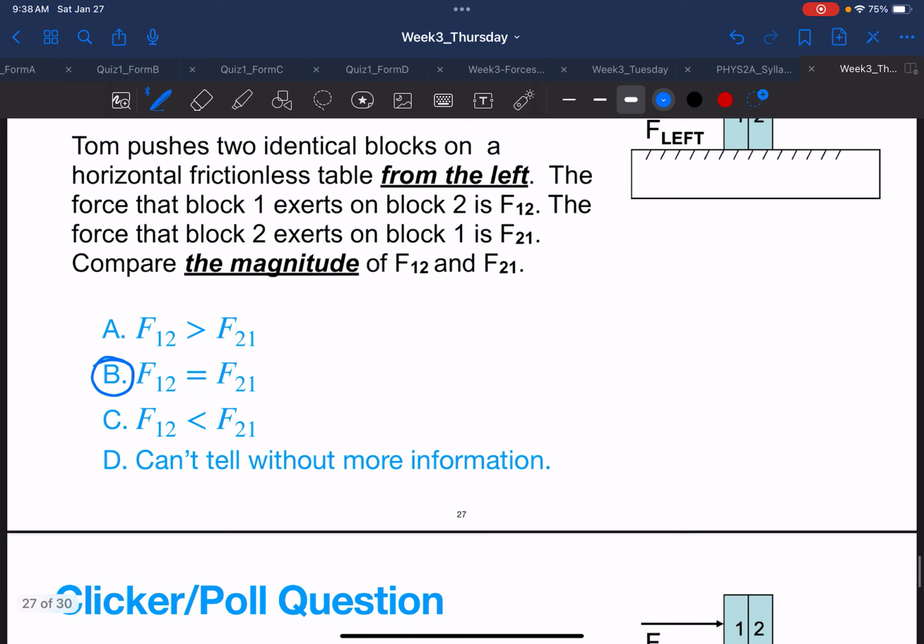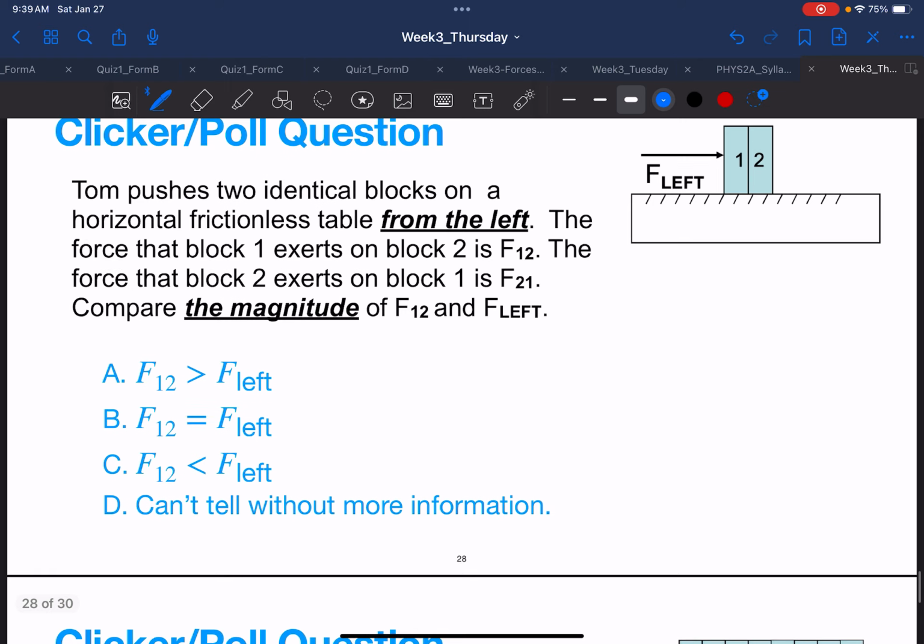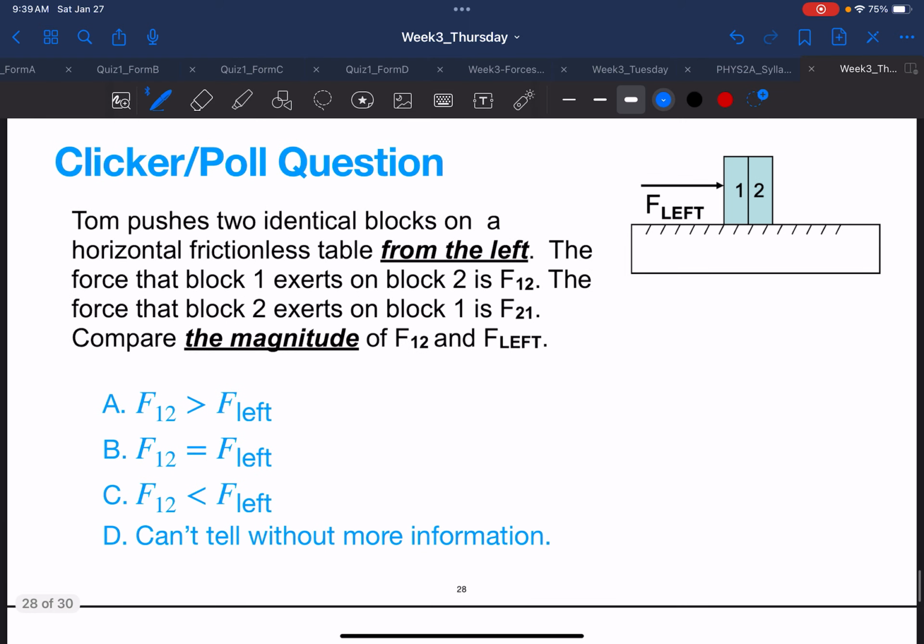Now let's look at a variation of this example. Tom pushes two identical blocks, so same blocks, on a horizontal frictionless table to the left. The force that block 1 exerts on 2 is F12. The setup is exactly the same, but now we would like to compare the magnitude of F12 to F left. So in order to do this, we need to make a free body diagram of this situation.